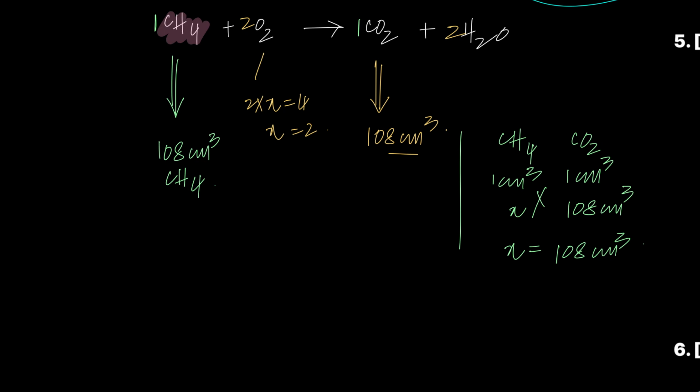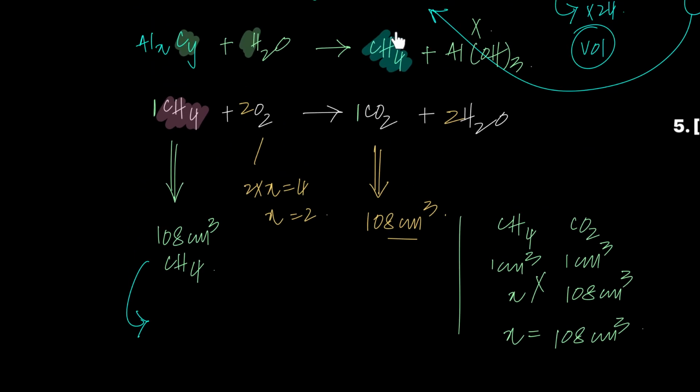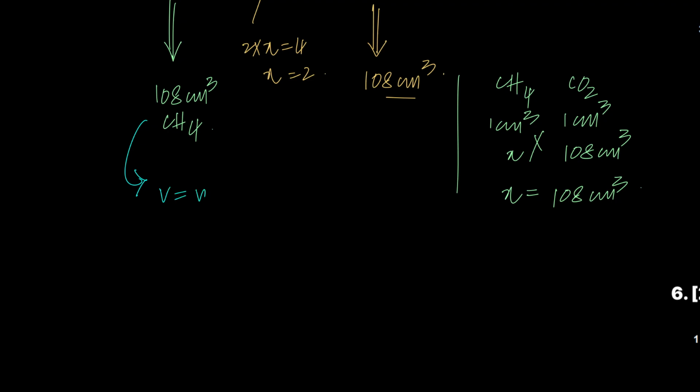I don't need the volume, I need the moles of methane. I'll tell you why. I want to go from the volume of methane to moles in order to connect these two together, because these two are connected through moles, right? This is not a gas, is it? So I have to convert this into moles. V is equal to n times 24,000, obviously, because it's in cm cube. And then V is 108, moles I need to find, into 24,000. Moles, 108 divided by 24,000.